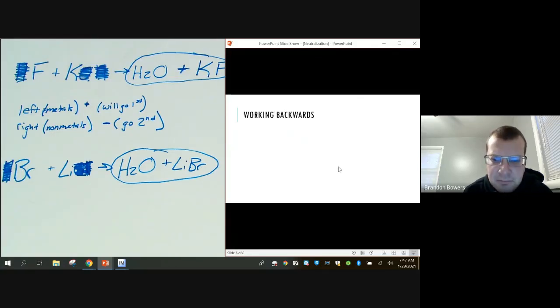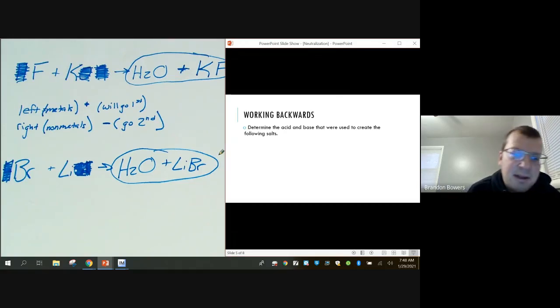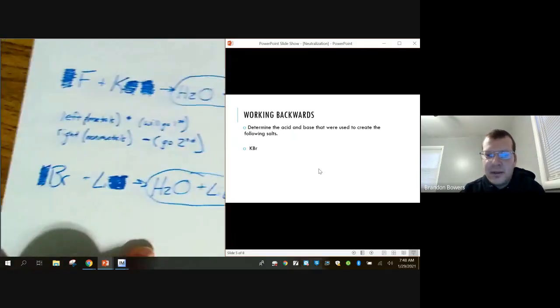Now, what if we have to work backwards? This is where it gets a little tricky, but I think we're going to crush this. Working backwards, we have to determine the acid and base that were used to create the water and the salt.